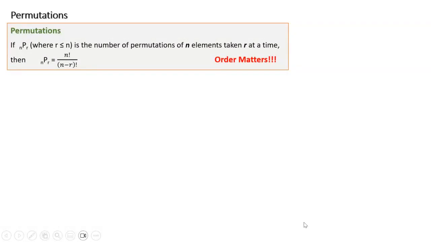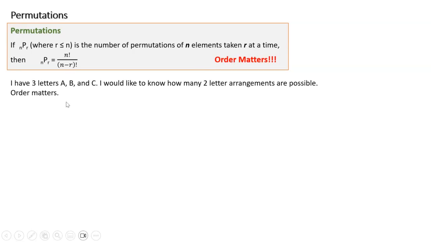Now comes permutations. Permutations is nPr, where n is the number of elements, taking r at a time. And here, guys, the order matters. Example, I have 3 letters, A, B, and C. I would like to know how many 2-letter arrangements are possible.